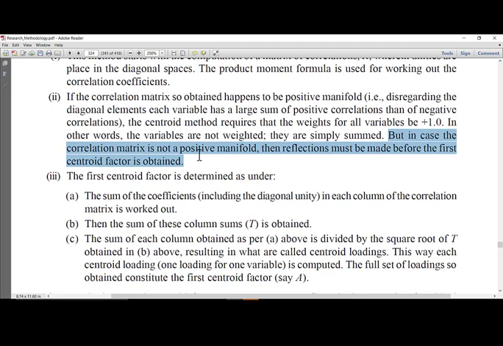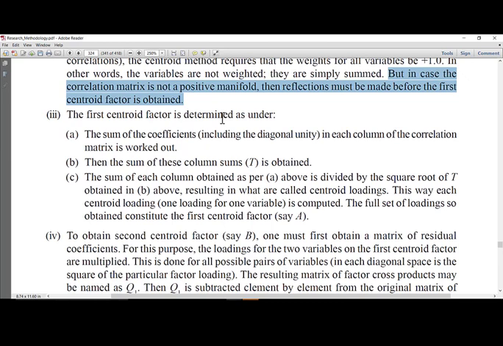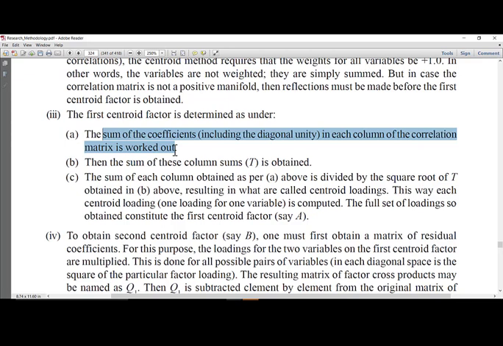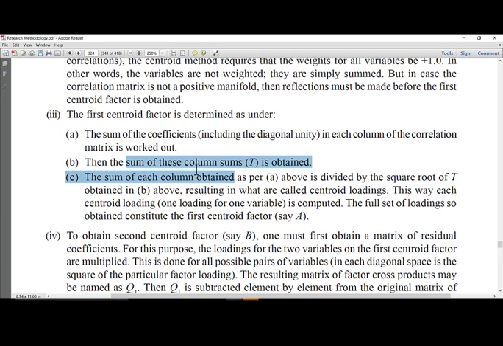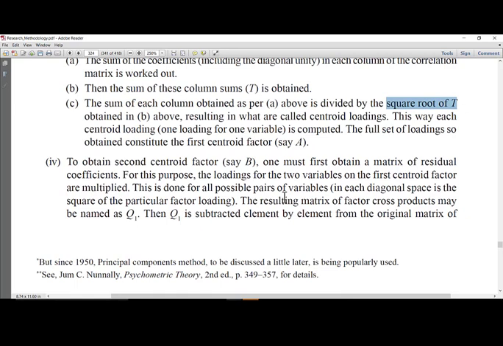The first centroid factor is determined. The sum of the coefficients in each column of the correlation matrix is worked out. This we have done, column sum corresponding to each variable. Then the sum of the column sums, that also we have done. Then the sum of each column is divided by the square root of T, that also done. And those are called centroid loadings. And the full set of loadings so obtained constitute the first centroid factor A. This also we have seen.